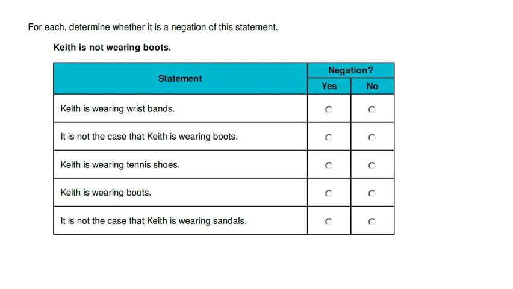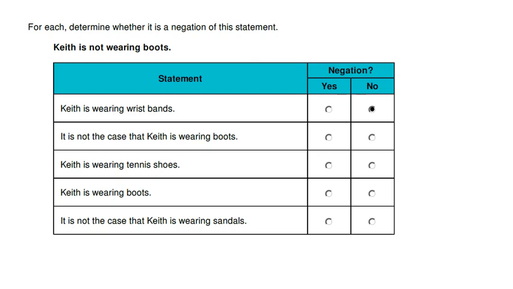Again, you should be pausing the video, trying the problems before I start explaining them. We want to determine which one or which ones of the following would be a negation of this statement here. Keith is not wearing boots. Okay, well, is Keith wearing a wristband the negation? The answer to that is no. Because if Keith is not wearing boots, we have no idea if he's wearing a wristband or not. It has nothing to do with our problem, our statement, right?